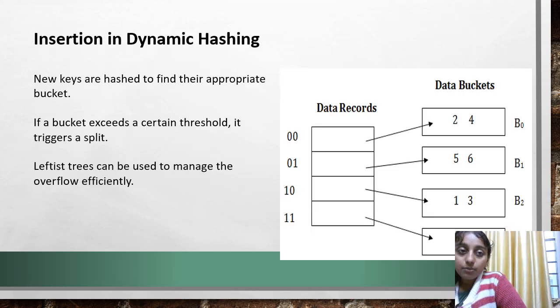Now let us see insertion in dynamic hashing. New keys are hashed to find their appropriate bucket. If a bucket exceeds a certain threshold, it triggers a split. Leftist tree can be used to manage the overflow efficiently.